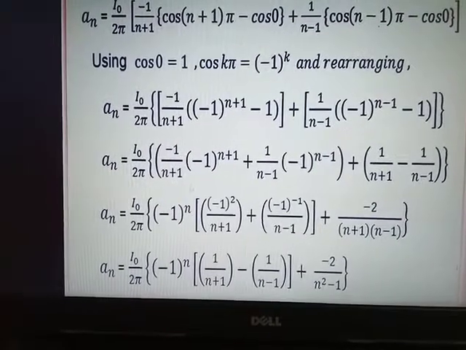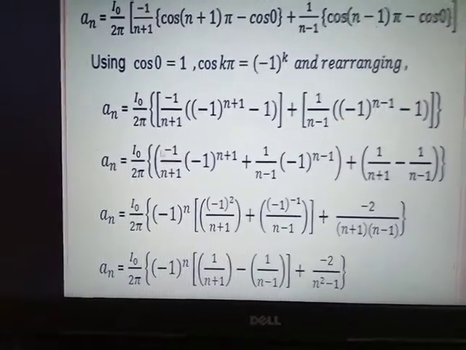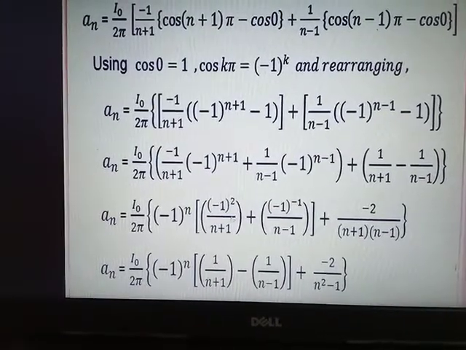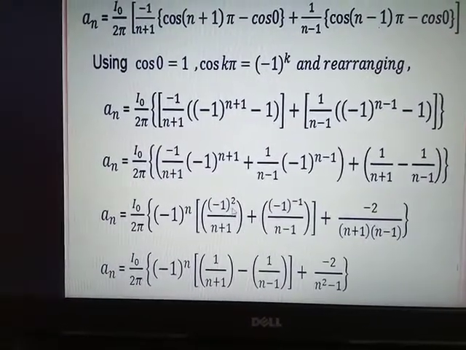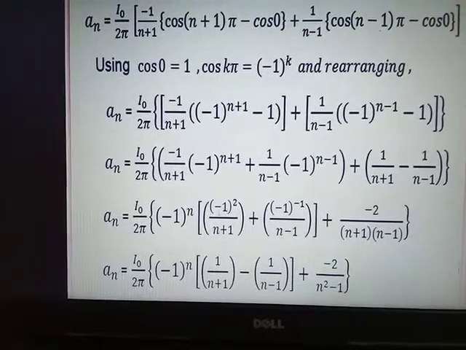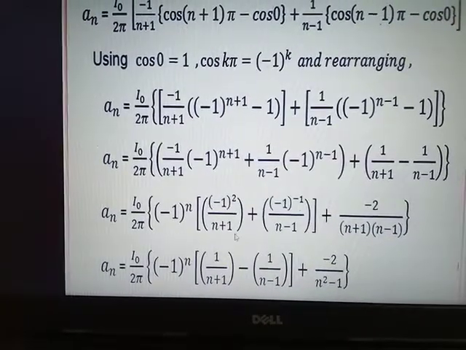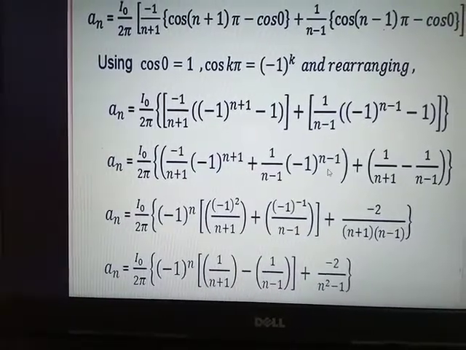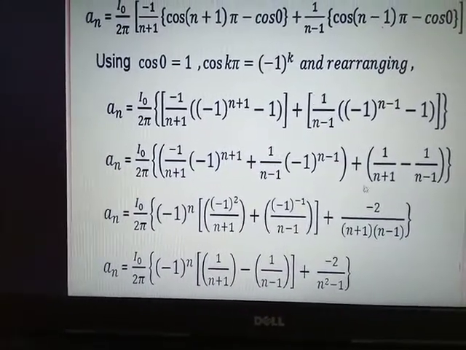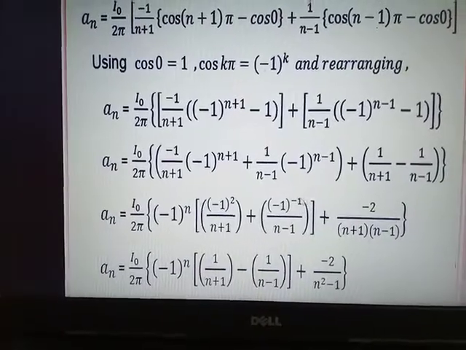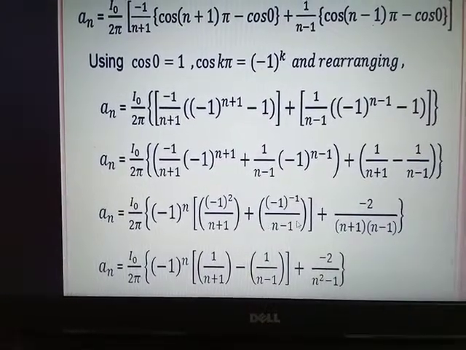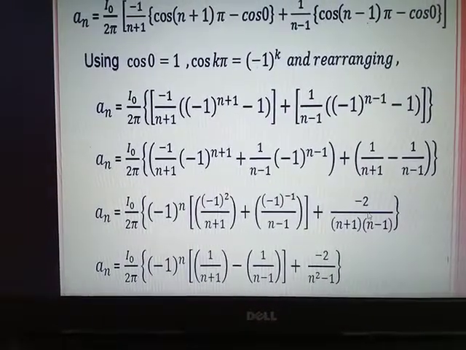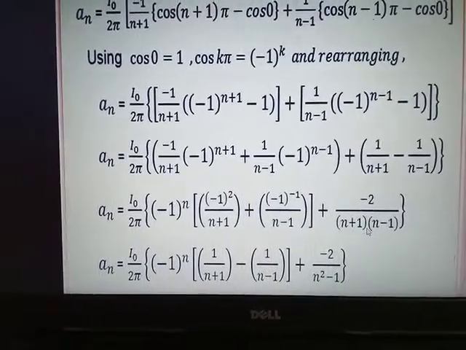I am taking minus 1 raised to n common already. Minus 1 raised to 1 times minus 1 raised to 1 will be minus 1 raised to 1 plus 1, therefore it is minus 1 raised to 2, that means minus 1 squared, divided by n plus 1, plus, then we have here only minus 1 raised to 1, which will be minus 1 raised to 1 divided by n minus 1, plus, take LCM and simplify, we get minus 2 divided by n plus 1 into n minus 1.